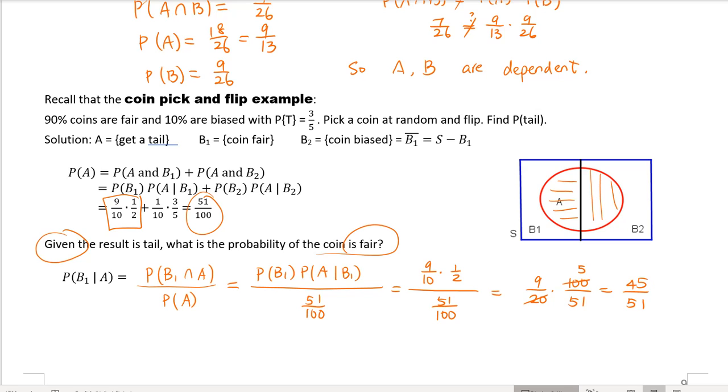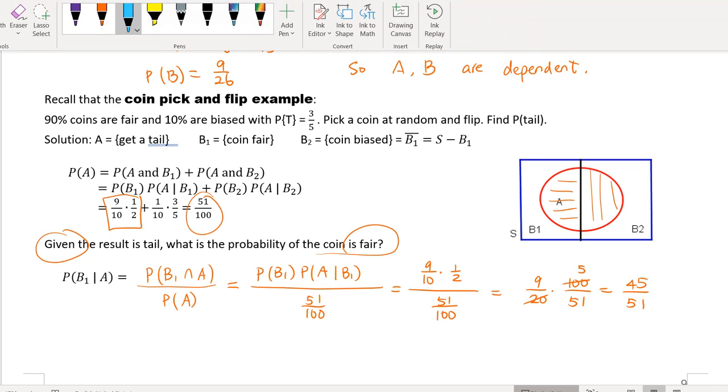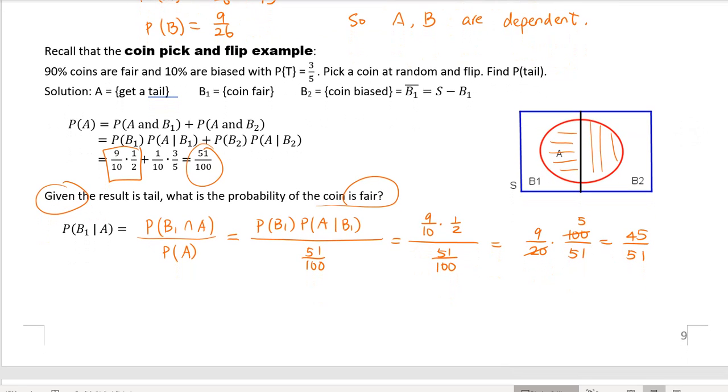Okay, everyone? Alright, so how about if I ask you what is P of B2 given A? Everybody please try this. Pause the video here and try this.